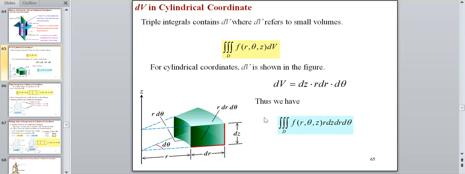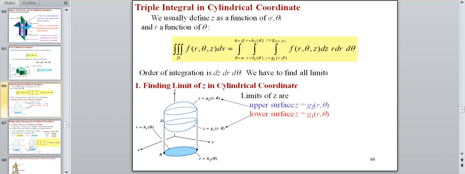Next we are going to see how to describe the region D when we are using the polar coordinate system. Then when we set up the integral correctly, we can integrate first with respect to z, then with respect to r, then with respect to theta. Again, be very careful, this is not the only order, but usually in this course the integrals will be set up in this order, dz dr d theta.